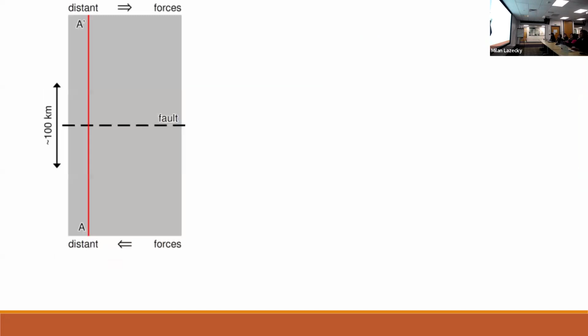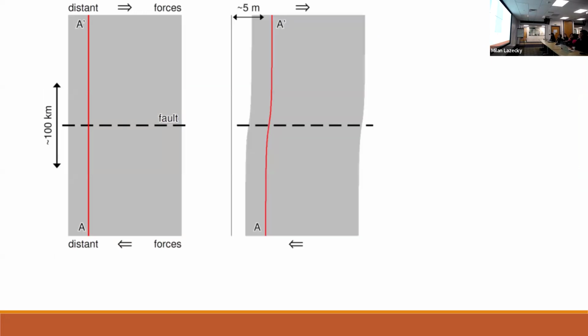So to illustrate that in map view, imagine your fault here. I've dotted it because it doesn't move in the interseismic, and this is the length scale. Build a fence from A to A prime, and this crust has been forced on its edges by something. So we will call that plate tectonics. Over time, depending how fast things are going, that could be 5 meters. And that gives you a kink in your fence that you've built across a very, very long field the size of a country. So that's your strain accumulation.